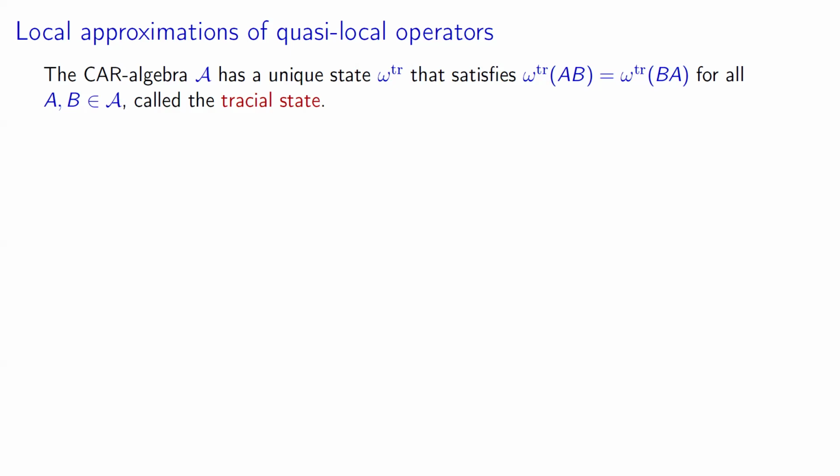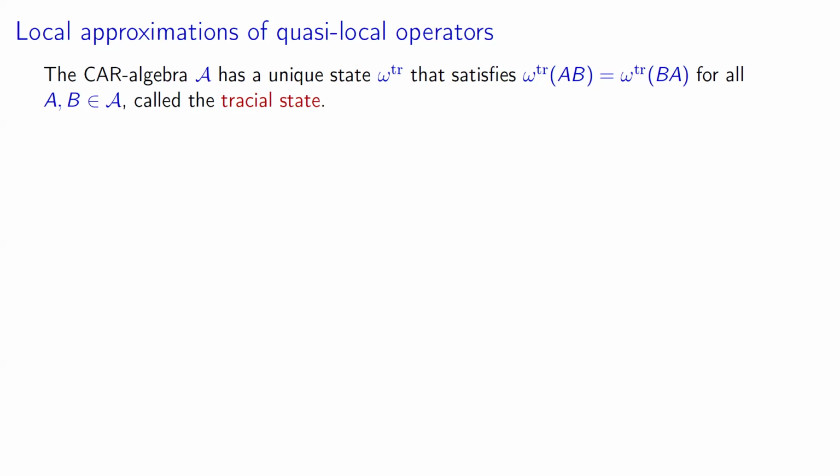To do this, I need to introduce a concept called the conditional expectation, which is the generalization of taking partial traces to these kinds of systems. So morally, you can think of our Fock space on the infinite lattice as the infinite tensor product of Fock spaces on each lattice site.